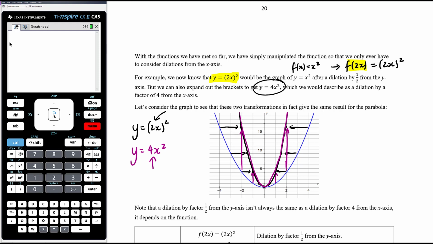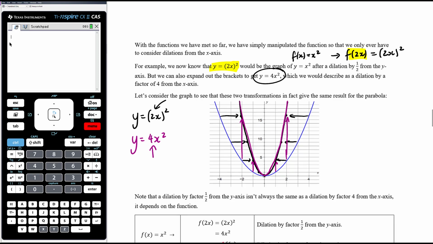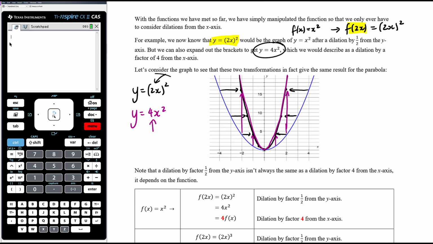And for the quadratic, they produce the same graph. It's important to understand that a dilation by a factor of a half from the y-axis is not always the same as a dilation by a factor of 4 from the x-axis. It is just for y equals x squared. That's why we didn't think about dilating from the y-axis for the parabola, because we can always expand out the brackets. Whatever number we put in here, a times x all squared, is a squared x squared. So it's a dilation by a squared from the x-axis.